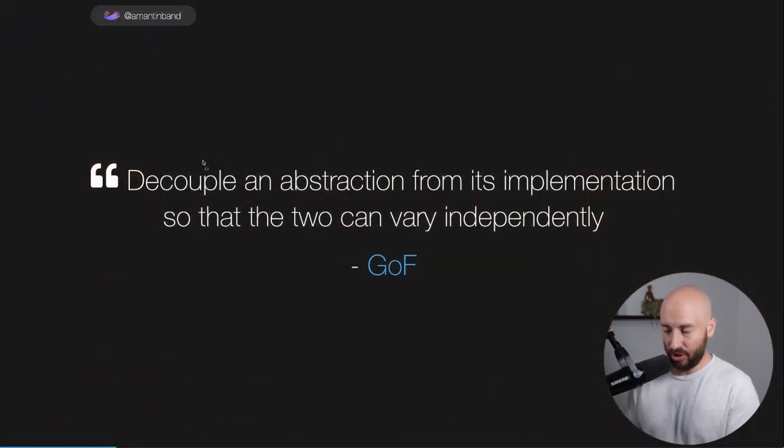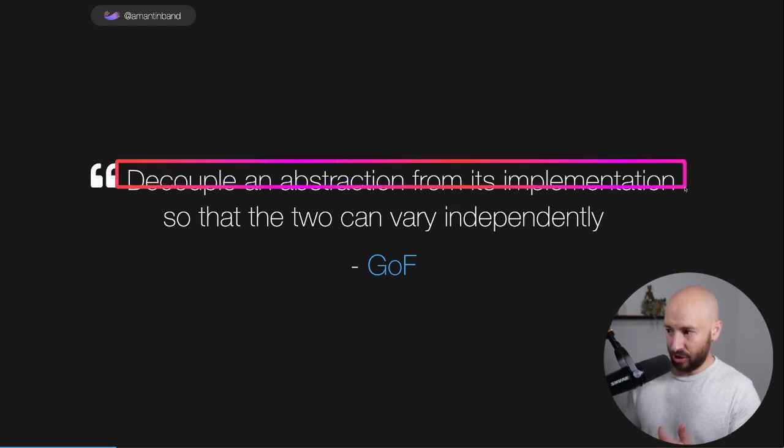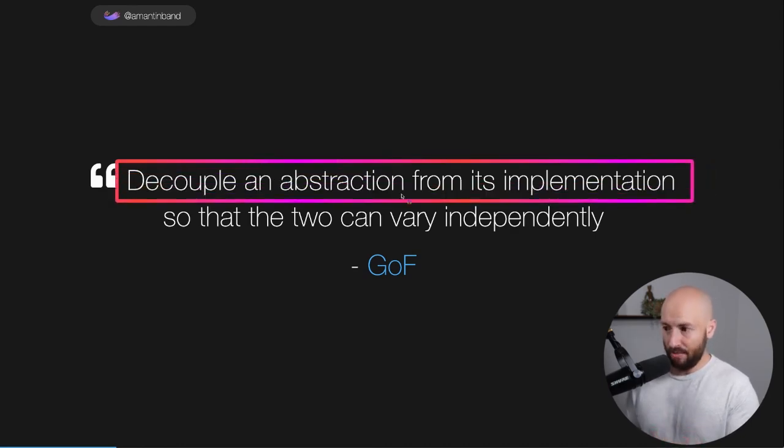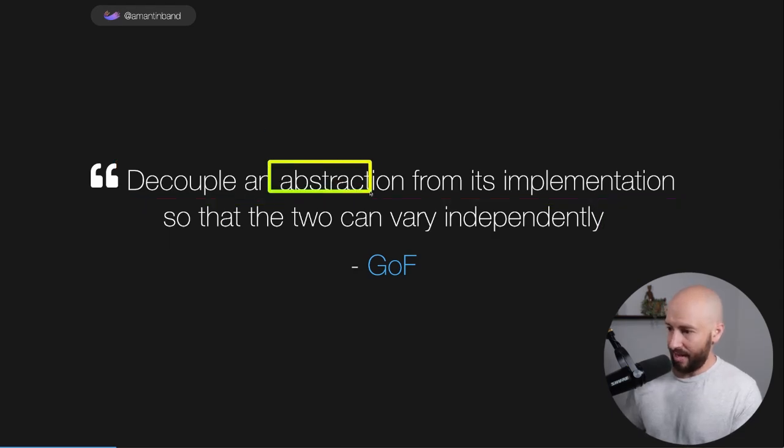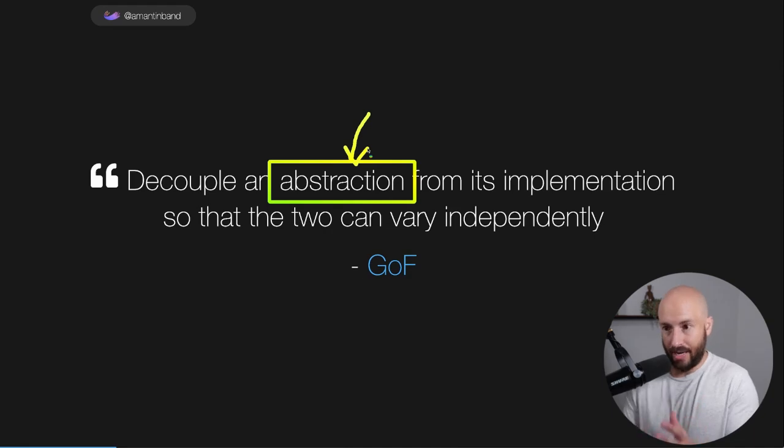So the definition, or the quote from the Gang of Four book, is as follows: decouple an abstraction from its implementation so that the two can vary independently. Now, I'll just say in advance that when we're talking about the abstraction, we're not talking about an abstract class necessarily, but we're talking about a logical component in our system, a control layer, or some functionality.